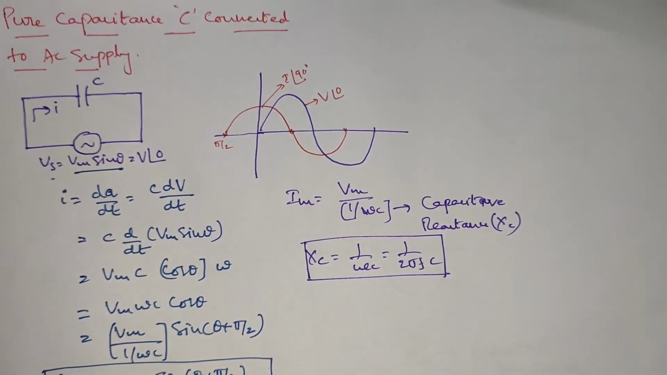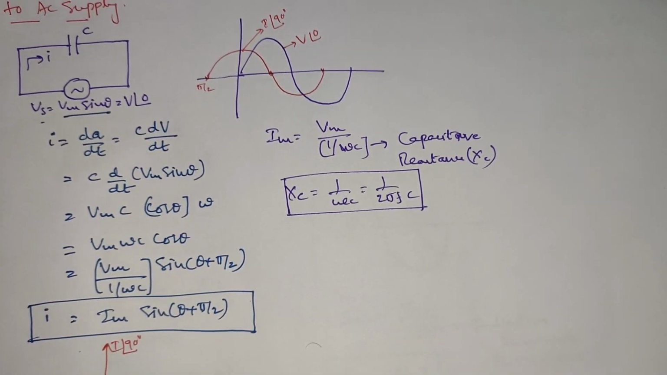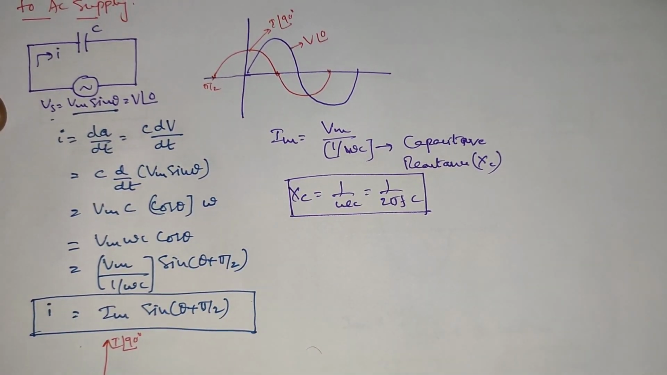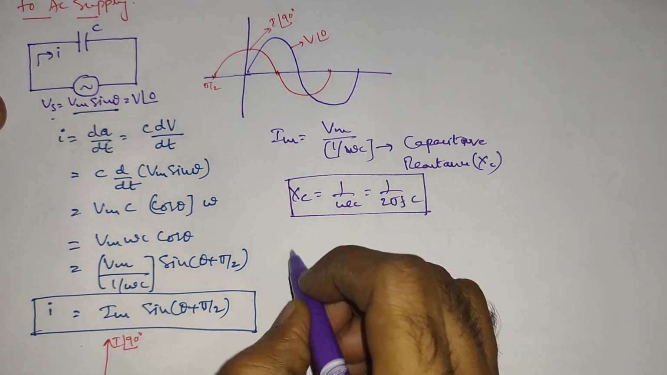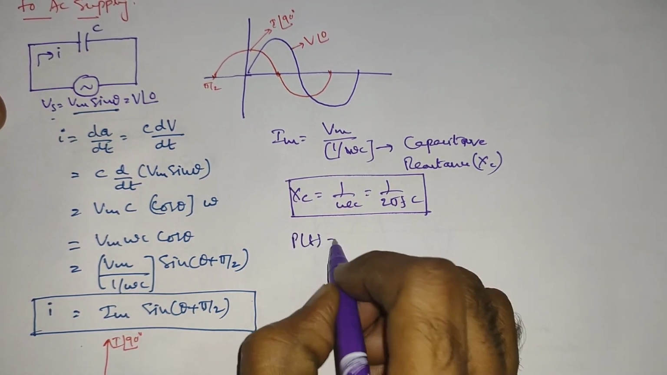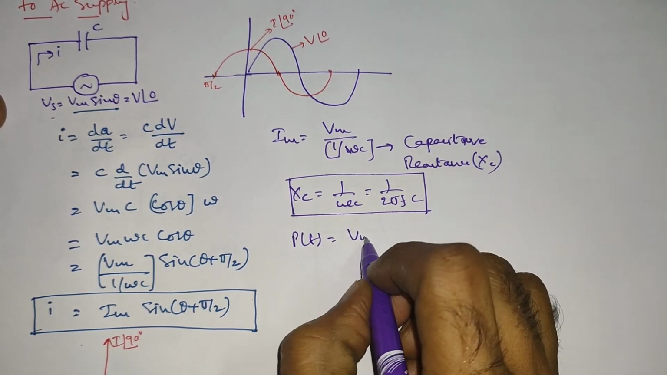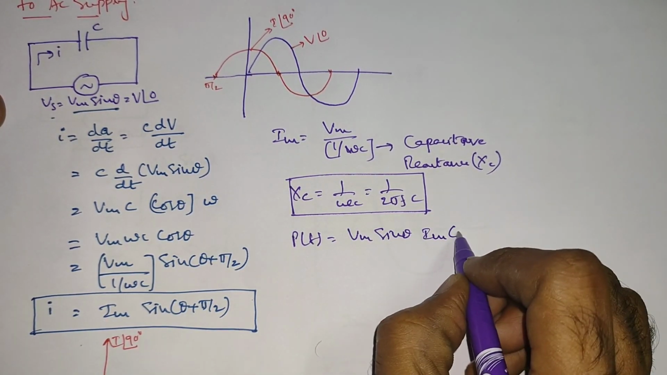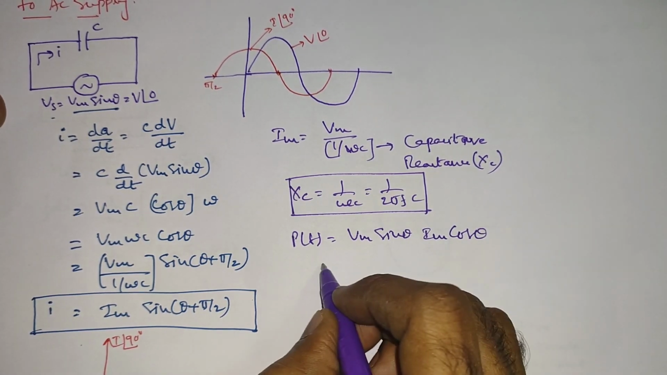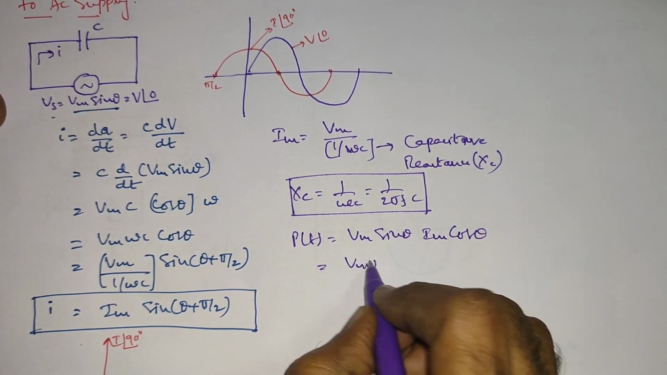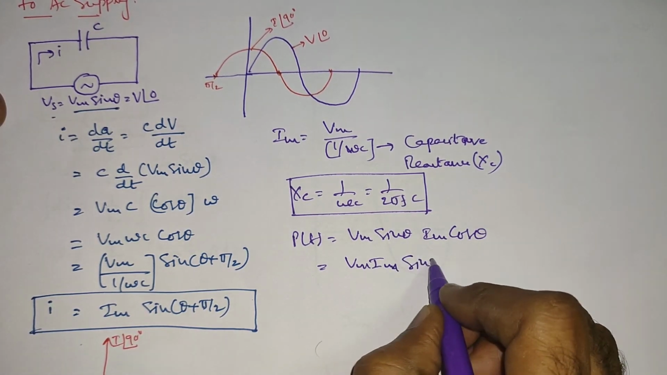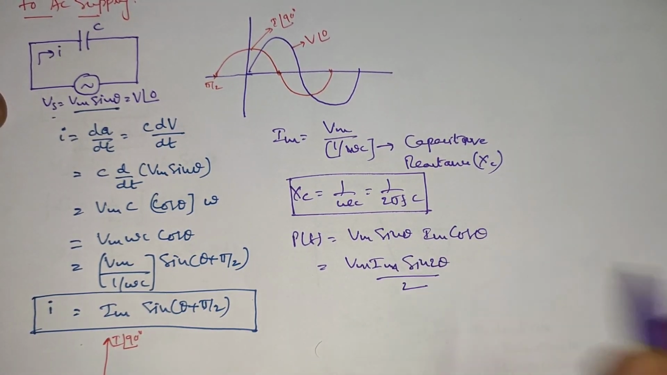Now next let us go through the instantaneous value of power. Here the power is p of t equal to Vm sin theta multiplied by Im cos theta, which is equal to Vm Im multiplied by sin theta cos theta, which can be written as sin 2 theta divided by 2.